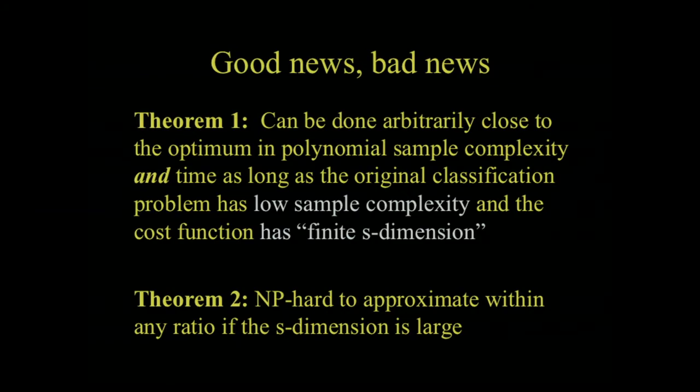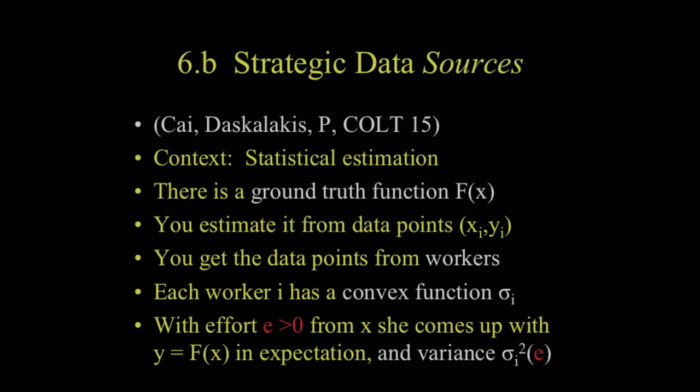Okay. Second vignette: strategic data sources. This was presented at COLT with Yang and Costas. So, statistical estimation. Imagine that there is a ground truth function f depending on data, and you may estimate it from data points xi, yi. Think of regression, but it's much more general than that.